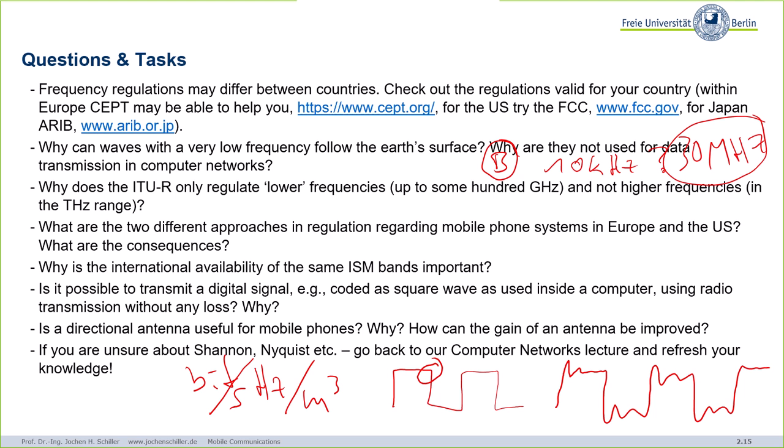And how to improve the gain of the antenna? There are different technologies. One is by design. So the way you design the shape of the antenna actually determines where the main lobe goes. So that's the basic idea of how you can improve the antenna gain. And then there are many ways of amplification. So electronic ways, simpler, so-called low noise amplifiers. They try to amplify whatever there is.